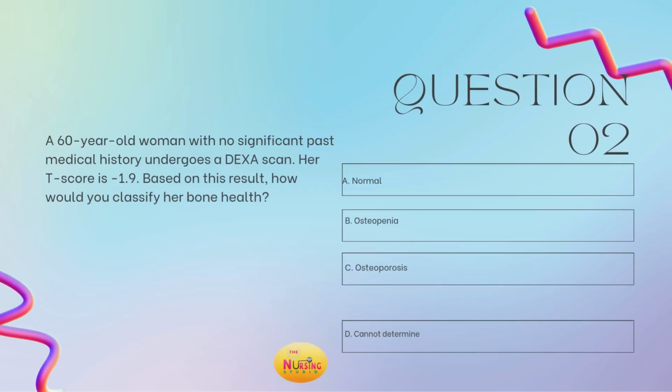Question number two. A 60-year-old woman with no significant past medical history undergoes a DEXA scan. Her T score is negative 1.9. Based on these results, how would you classify her bone health? Is it A, normal, B, osteopenia, C, osteoporosis, or D, you cannot determine? Take a moment and tell me what you got in the comments, y'all.